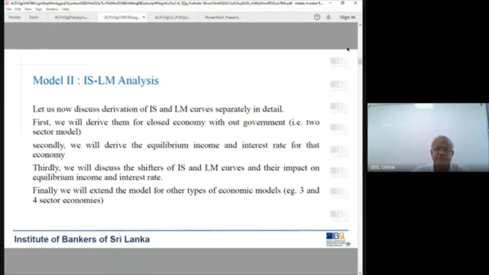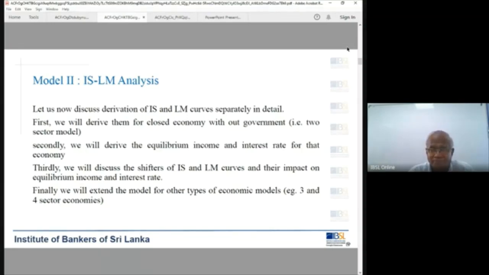First, we will derive them for a closed economy without government. Closed economy without government, the first model, remember? Closed economy without government, closed economy with government, open economy. We discussed three models. Now, in this case, first we will discuss the simplest model. Closed economy: Y equals C plus I only, no G. The next model, Y equals C plus I plus G, closed economy with government. The third model, Y equals C plus I plus G plus X minus M, open economy.